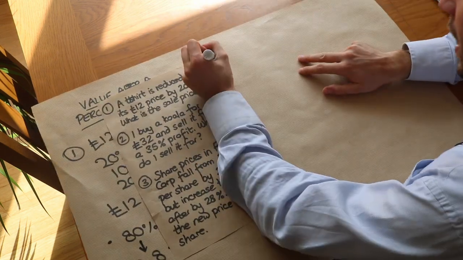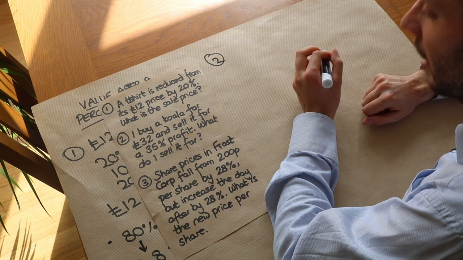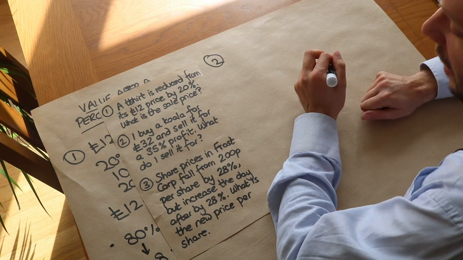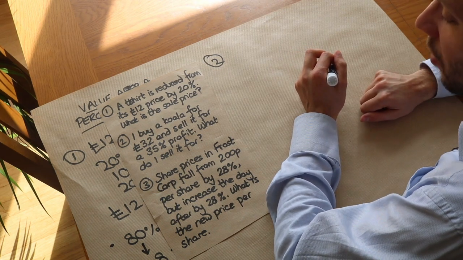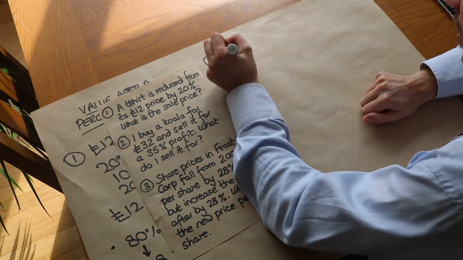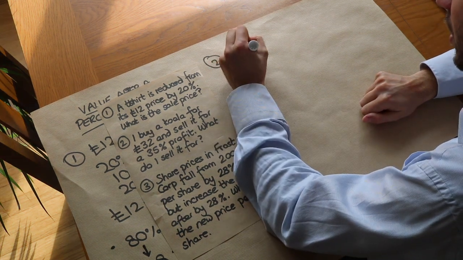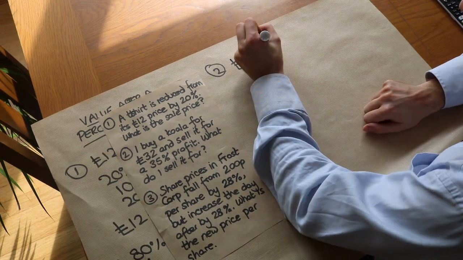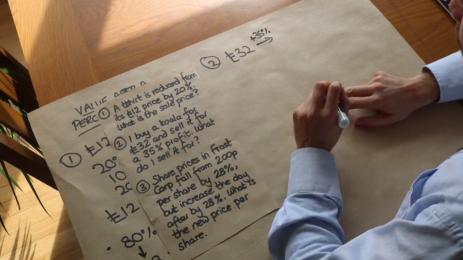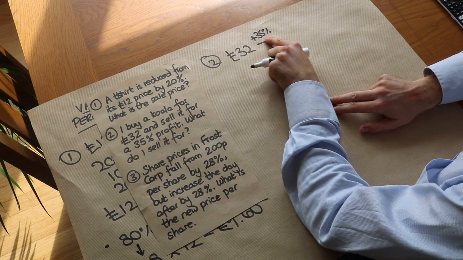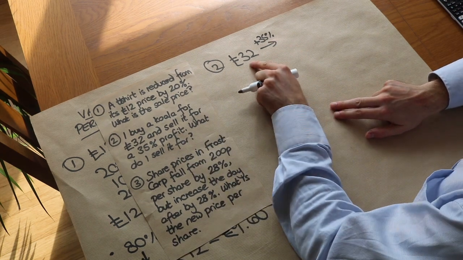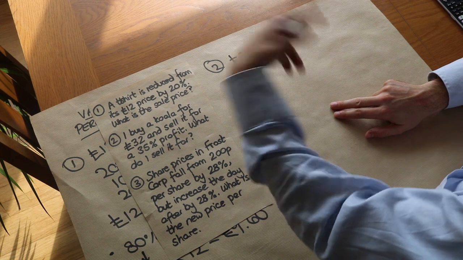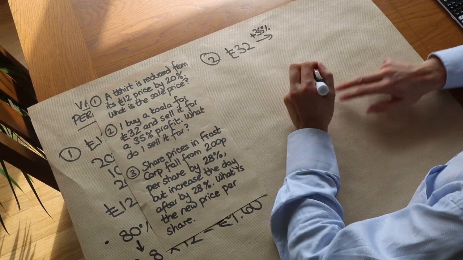We'll use both methods again. I buy a koala for £32 and sell it for a 35% profit. What do I sell it for? So it was £32 and then it increases by 35%. If we do the less direct way, we just need to find out what 35% is of £32 and then just add it on because we're increasing it by that amount.